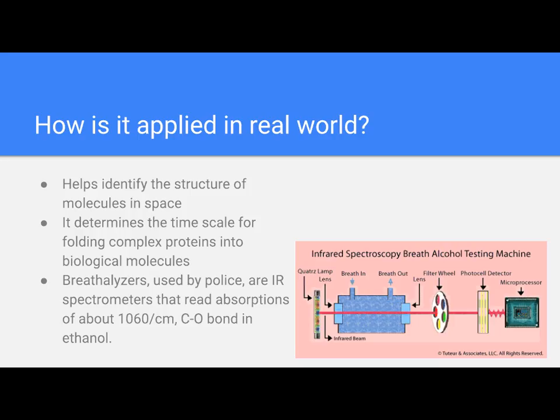So you breathe into the breathalyzer, you put in your carbon dioxide and ethanol saturated breath, and then they shine the IR on the molecules, and they react to that light, so they vibrate or they stretch, and then there's a reading that comes out and tells the police officer whether you're intoxicated or not.